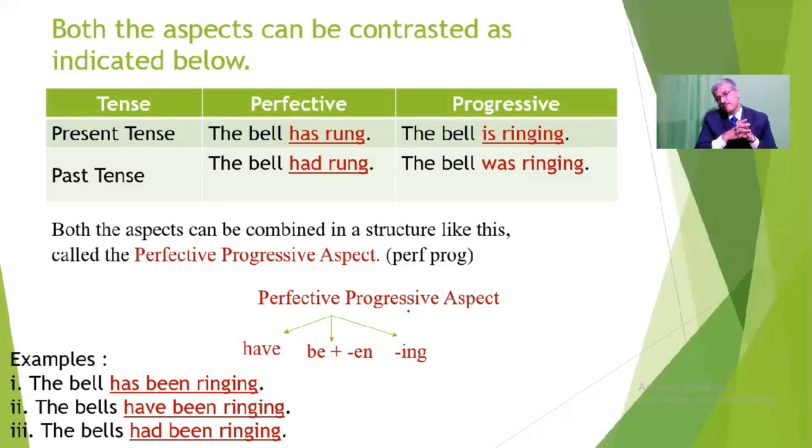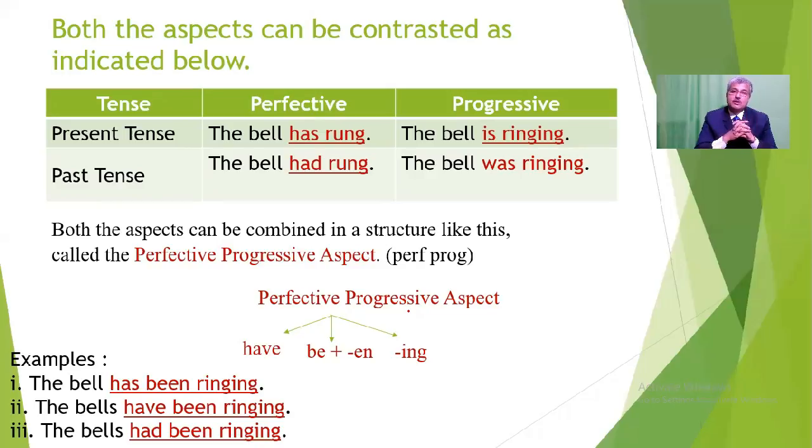Ringing, it is in continuous tense. Progression. Is ringing, the action is in progress. It is incomplete. So aspect is progressive aspect. In the second example, the bell was ringing. Was ringing. This is the verb phrase, and was is in past tense.